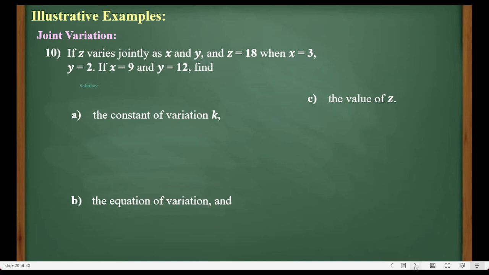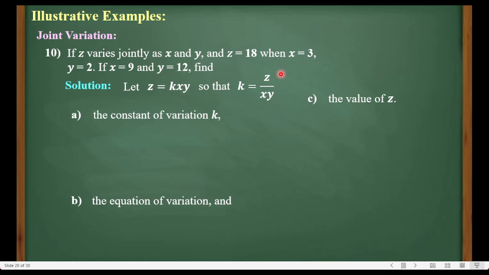Okay, for our solution, of course, we need to translate this statement. Z varies jointly as x and y. As I have discussed before, when we say z varies jointly as x and y, it also means that z varies directly as the product of x and y. So using the constant of variation k, the translated equation would be z is equal to kxy. And from this equation, we know that k is equal to z over the product of x and y.